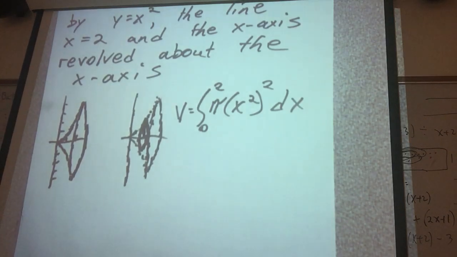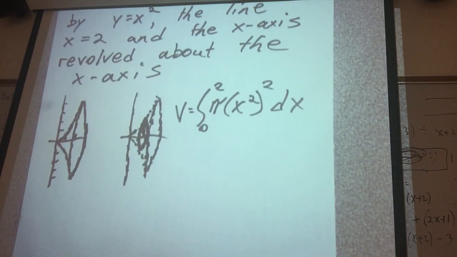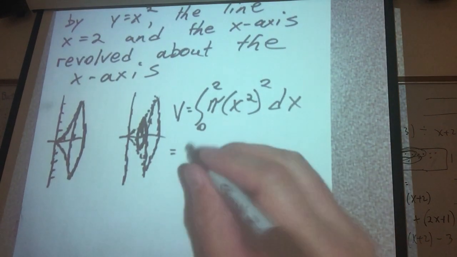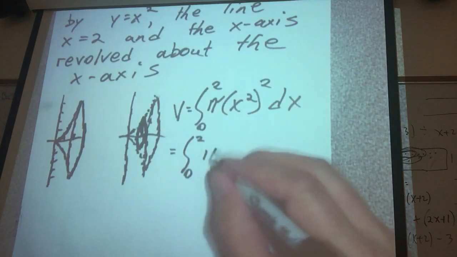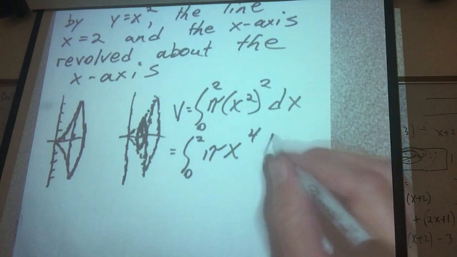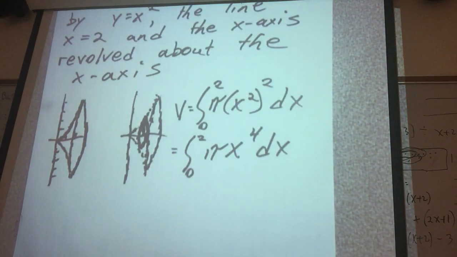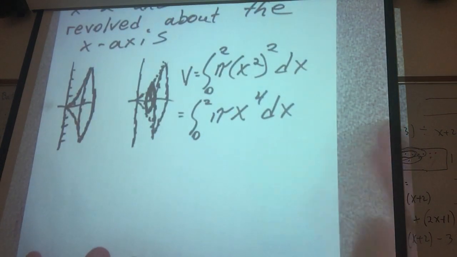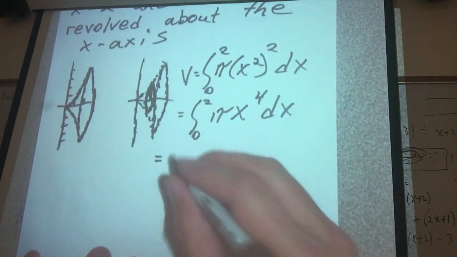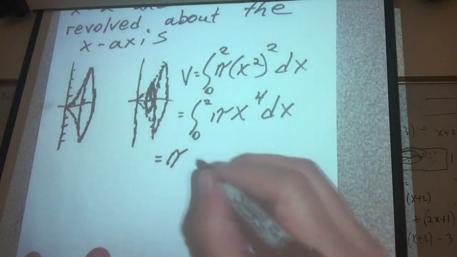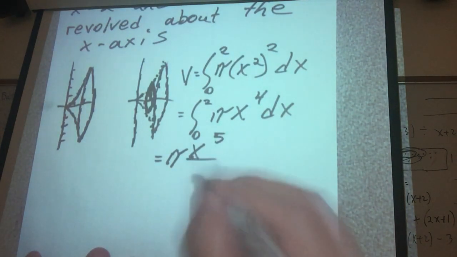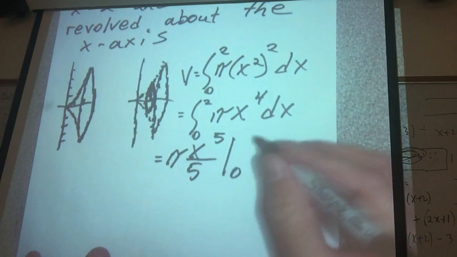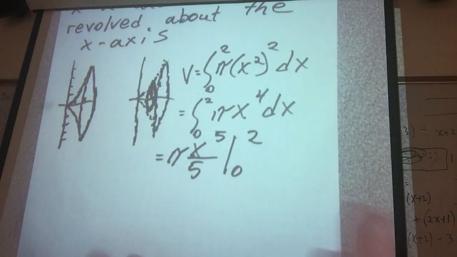All right? And so, this is going to equal the integral from 0 to 2 of pi x to the 4th, an integral with respect to x. Okay. Now this is just the power rule for integrals, and so that becomes pi times x to the 5 divided by 5, evaluated at 0 and at 2. Okay? Well, we don't care about plugging 0 into this thing. We do care about plugging 2 into this thing.